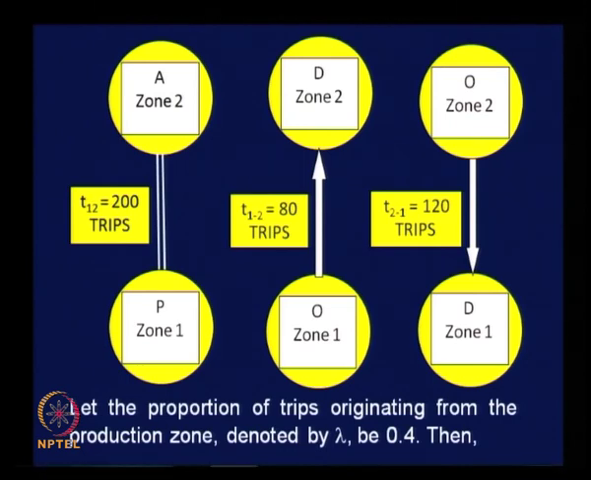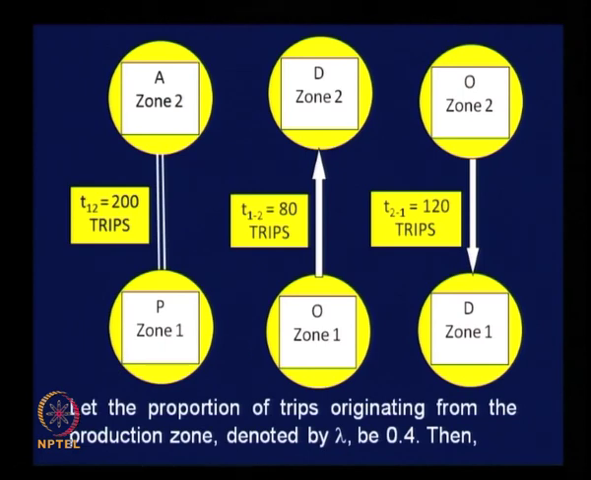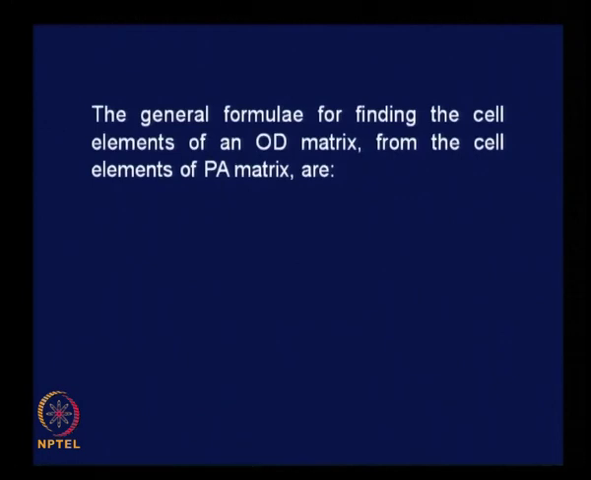So first we had information about the sum only, 120 plus 80. Now we are able to split by knowing the proportion of trips originating from a particular zone. So based on this principle we can just write a generalized formula for converting PA information into OD information. The general formulae for finding the cell elements of an OD matrix from the cell elements of PA matrix are as follows.